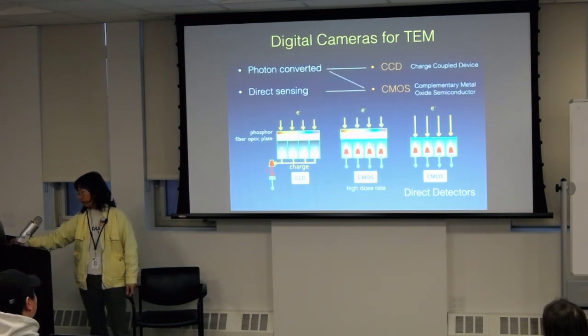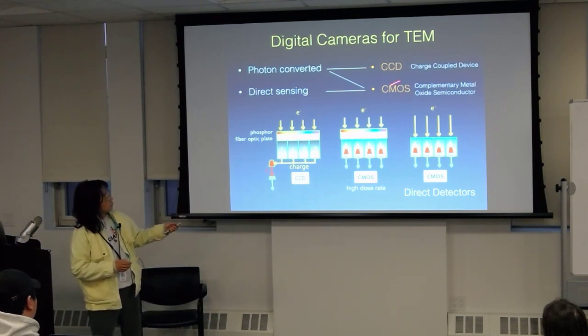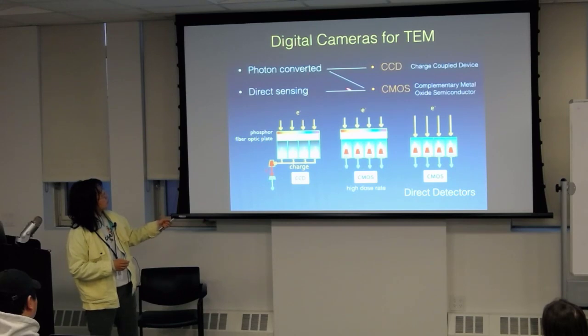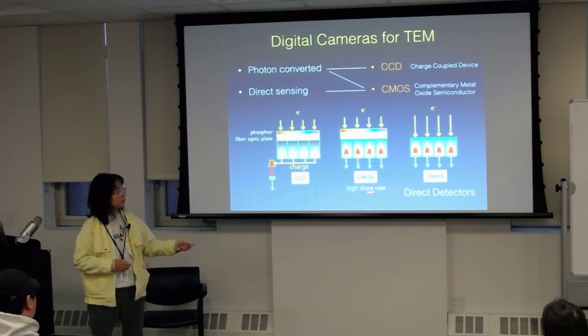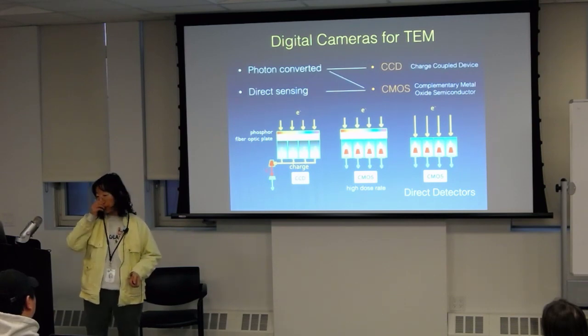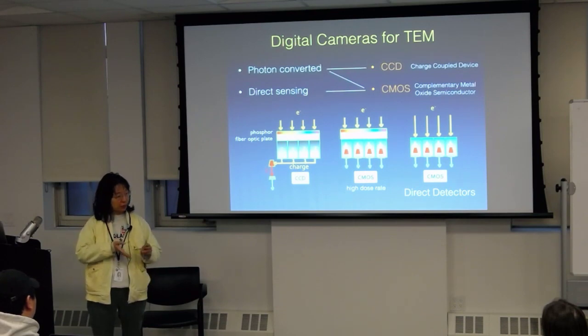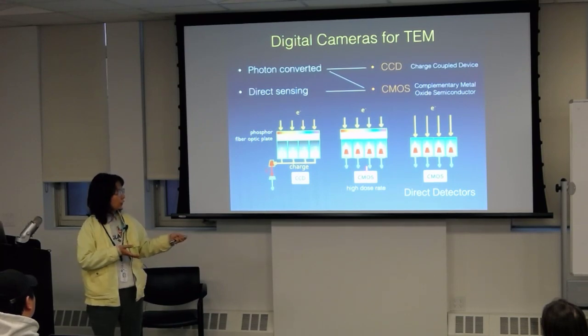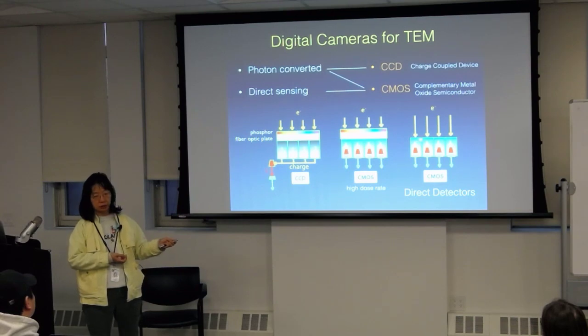Now, we can have another combination. I can have a CMOS chip and add some photon conversion to it. This type of camera is being used quite a lot. If you are buying a new camera, it may not be a CCD camera. It will be a CMOS camera, but even for the lower end, it's not a direct detector, it's going to have a phosphor plate on it.